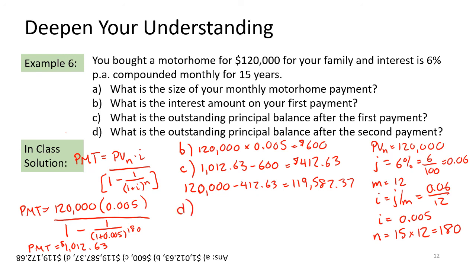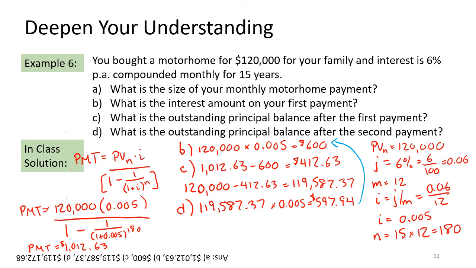Now, part D, what is the outstanding principal balance after the second payment? Okay, so again with interest, we start with our outstanding principal, which in this case was $119,587.37, because we've paid part of it off with our first payment. Multiplied by our periodic interest rate, 0.005, and we get a value of $597.94. So just a little bit less than what we had on our first payment.